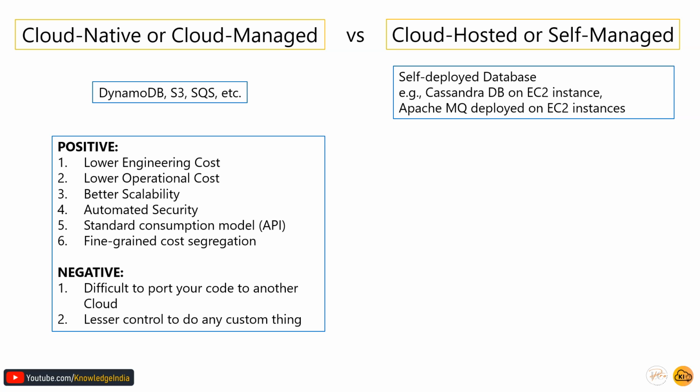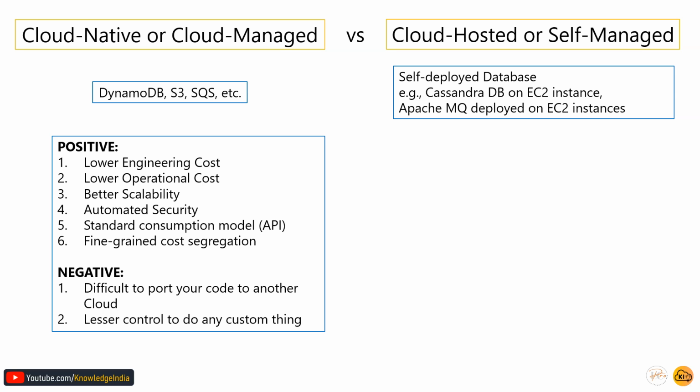So the overall engineering cost to build that service is very low or nearly negligible for you as a customer. Lower operational cost: you don't need an administrator to manage your DynamoDB database or S3 buckets and things like that. So lower operational cost, and better scalability. We all know that for these cloud native services, the scalability feature is already built into them by default.